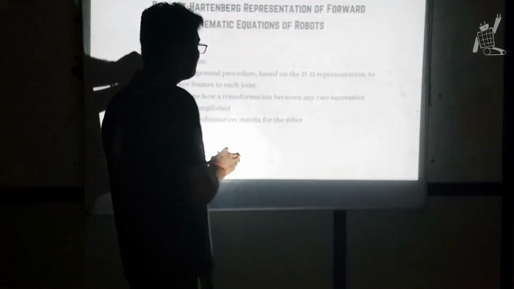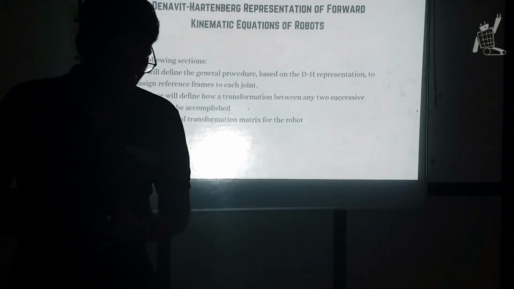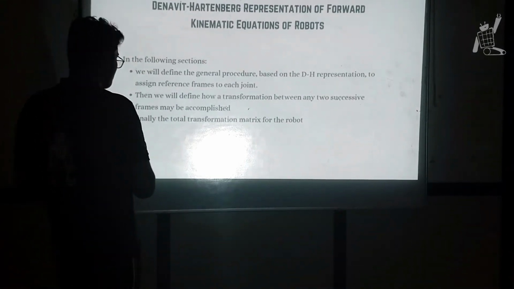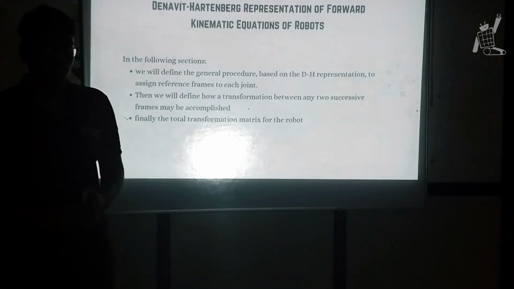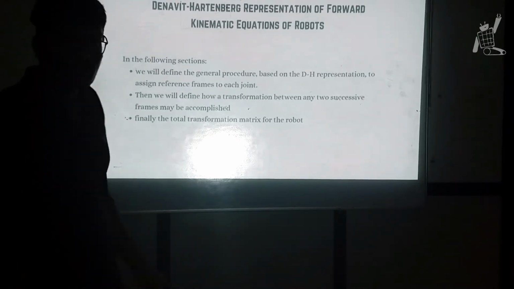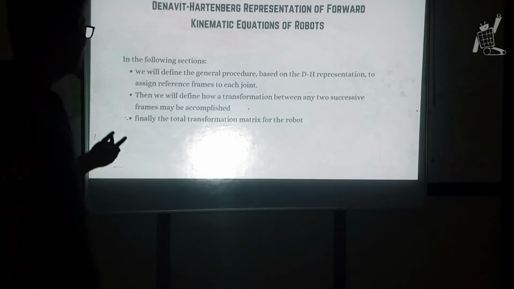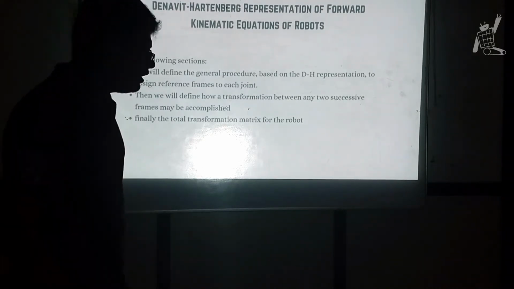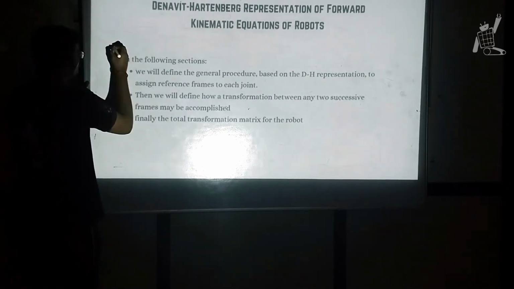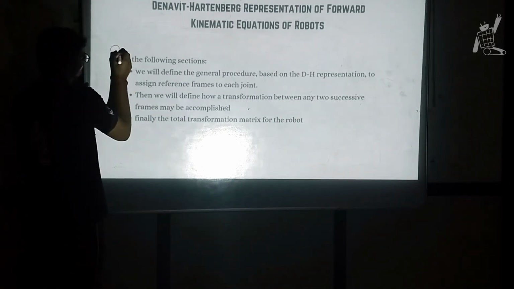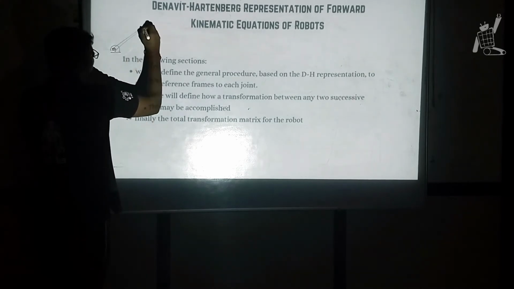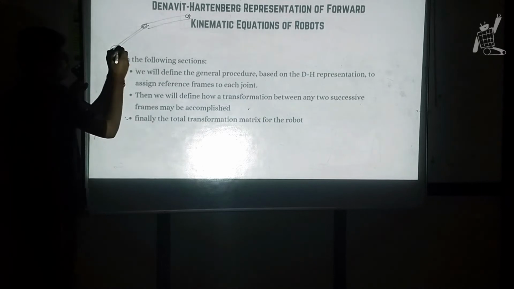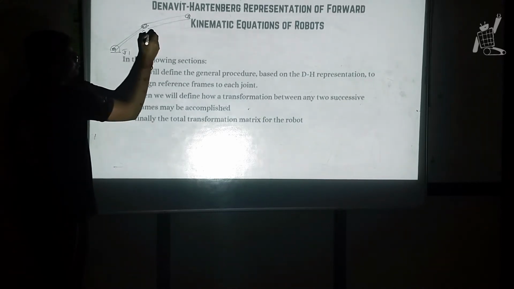Now we will discuss forward and inverse kinematics, how to find the forward and inverse kinematics for calculation. There are a few methods. One of the widely accepted methods is the DH, Denavit-Hartenberg representation. I showed you a 2D manipulator earlier, with joint 1, joint 2, and so on.